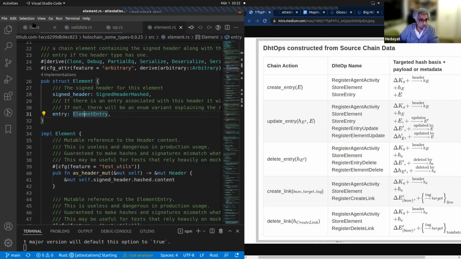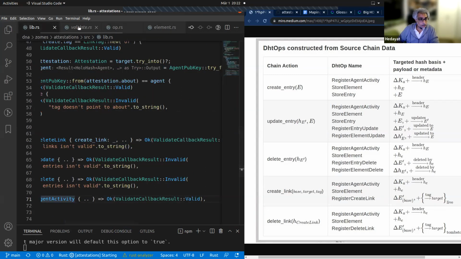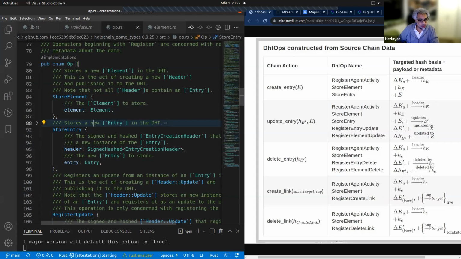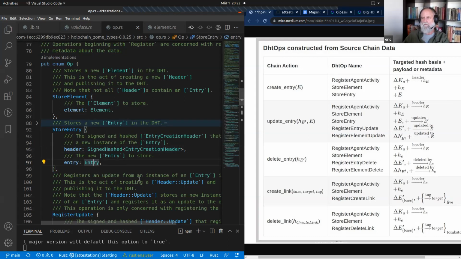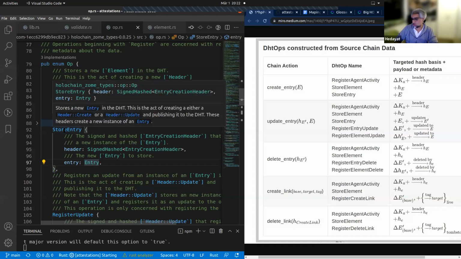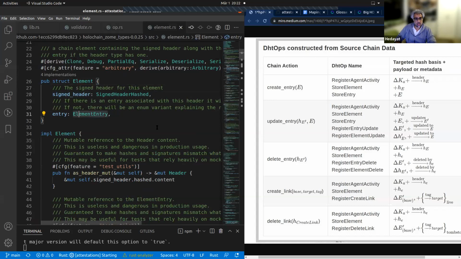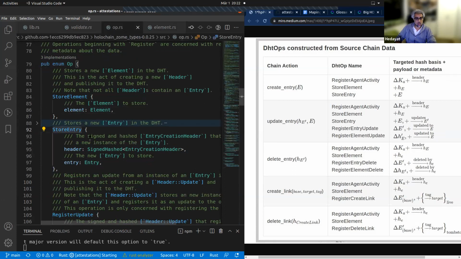So in the validation ops, sorry, here we have a header, signed header hash, and entry as an entry. So would you please explain to me what is the difference between a store element and a store entry? Because it looks similar, because the element is the combination of the header and entry, and a store entry also is receiving the header as a signed hash of the header and entry.